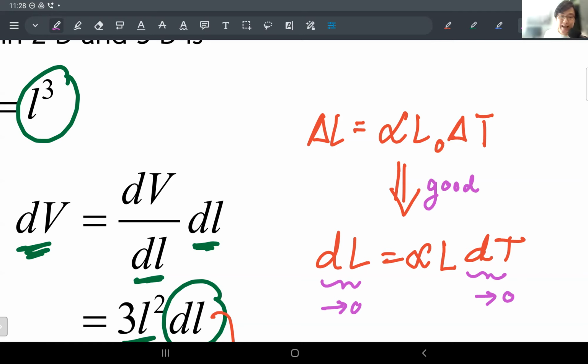You guys with me? This is good. And because you're already there, you want to take care of the change. You don't need the subscript zero here anymore because that's your L right there. And when the dt happens, the change of temperature happens a little bit, the length will change by that bit, dL.